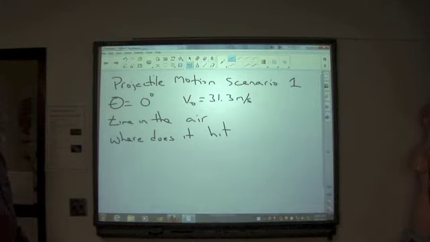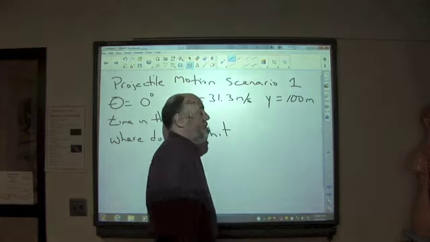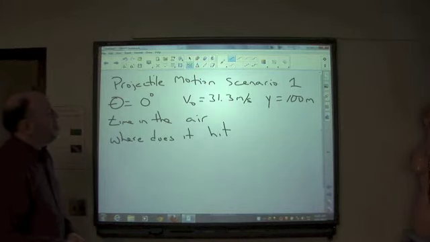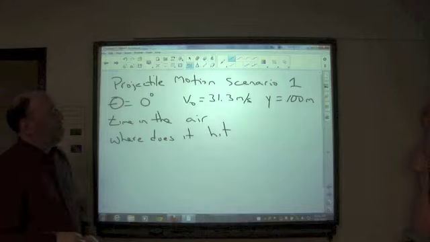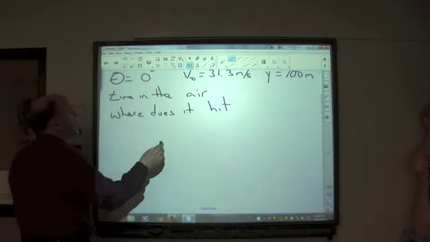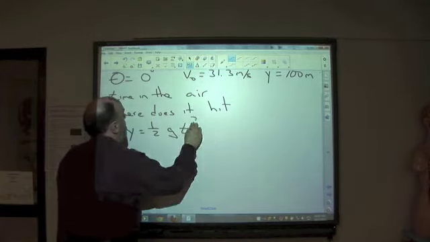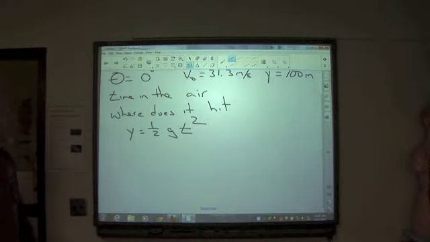Well, given that the launch angle is 0 degrees, this 31.3 meters per second is entirely in the x direction. There is no y component to that velocity. Okay. So the first thing we need to know is how long does it take for my object to drop 100 meters. And so we can use the equation that we used in the first week's lab, also in last week's problems. And we have this equation that y was equal to 1/2 gt squared. So we can solve this equation for t.